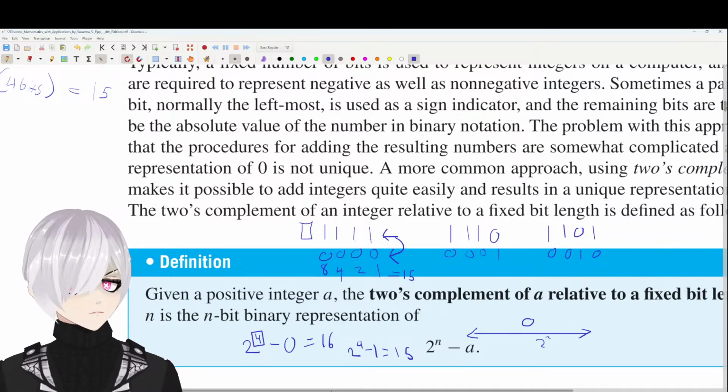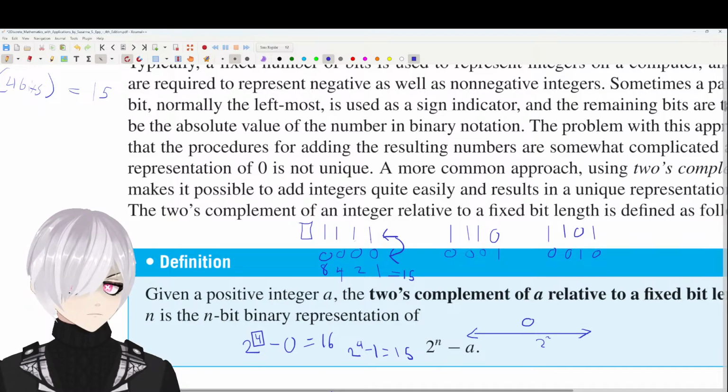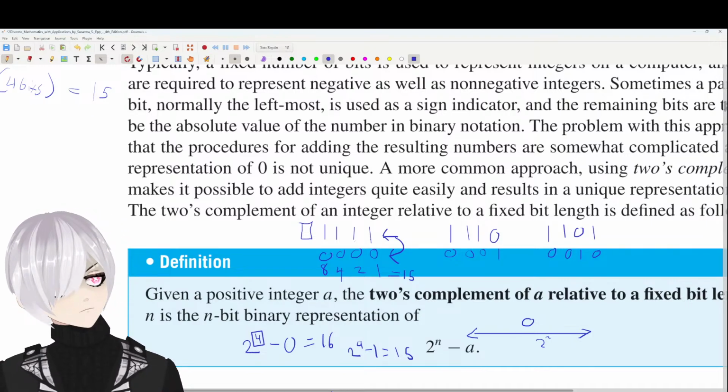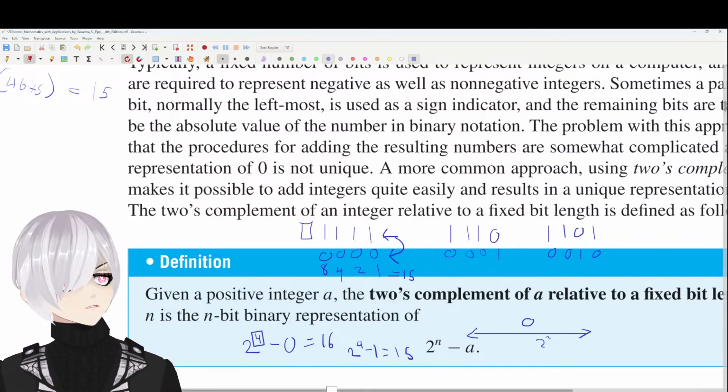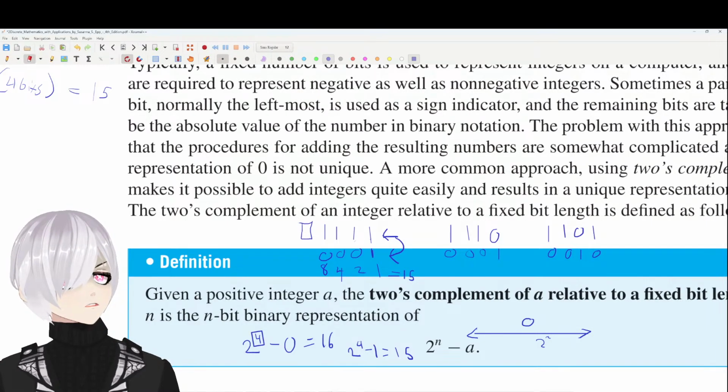So if we use 1 instead, then we get 16 minus 1, which is 15, right? And that can be done with 4 bits. So maybe there's some reason you can't do it for 0, but you can do it for 1 and anything up to 2 to the n probably. That makes sense. Oh yeah, I missed that. So it has to be a positive integer.